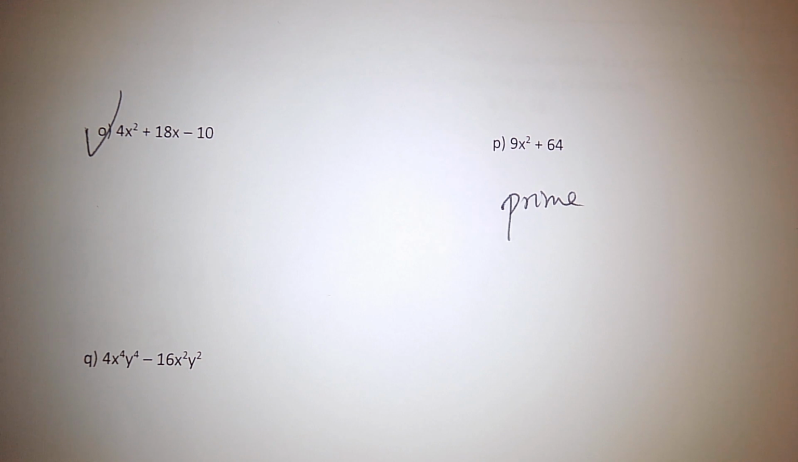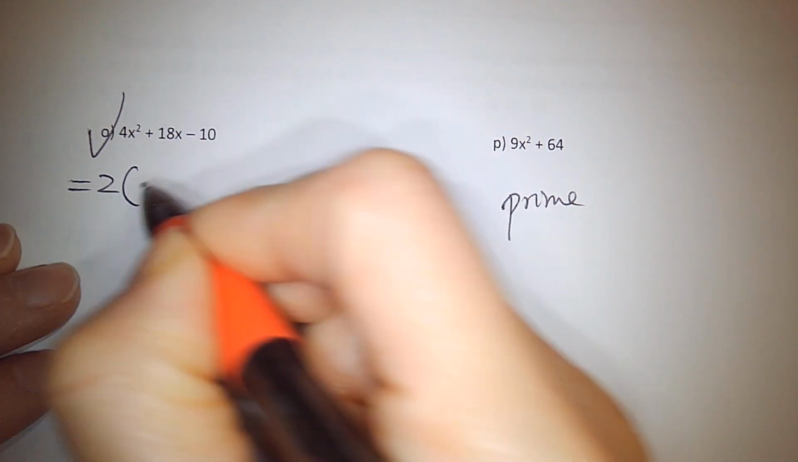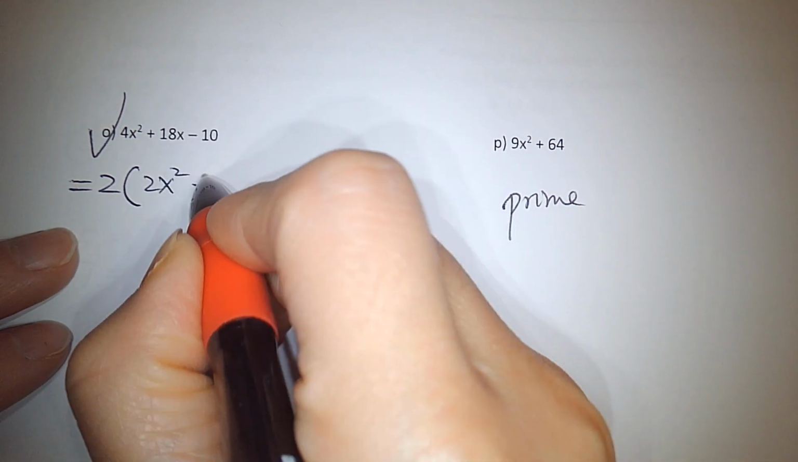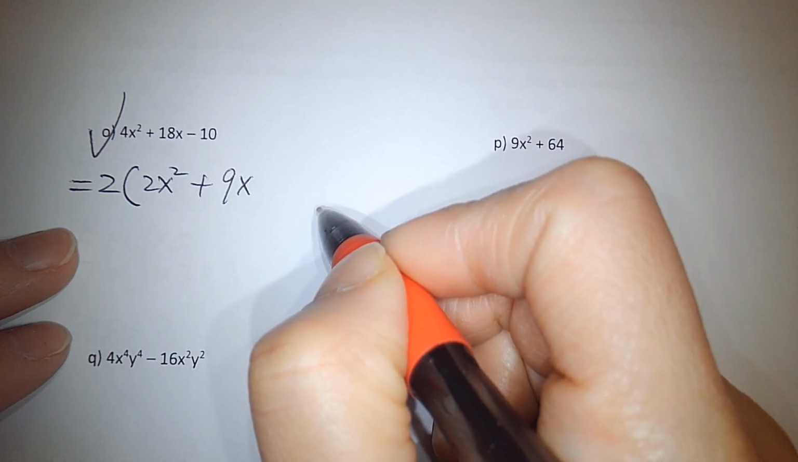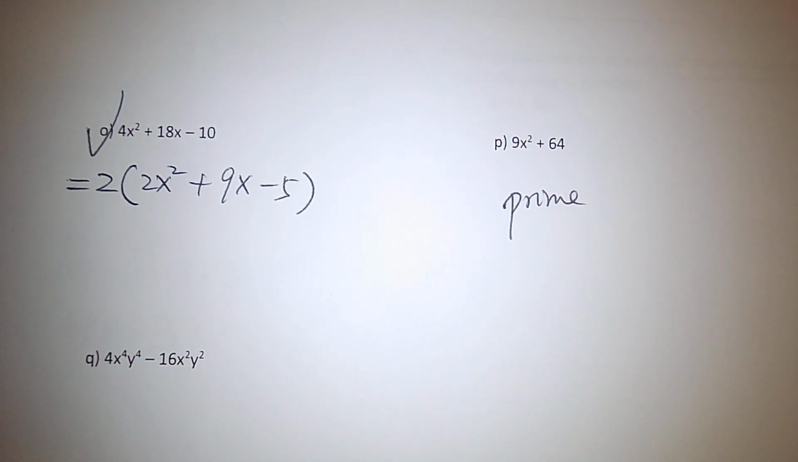Any suggestion? Jose? I think I'm wrong, but... Yeah, it's okay. Everybody makes mistakes. I make mistakes sometimes, so don't be hesitant. I did two parentheses: 2x squared plus 9x minus 5.